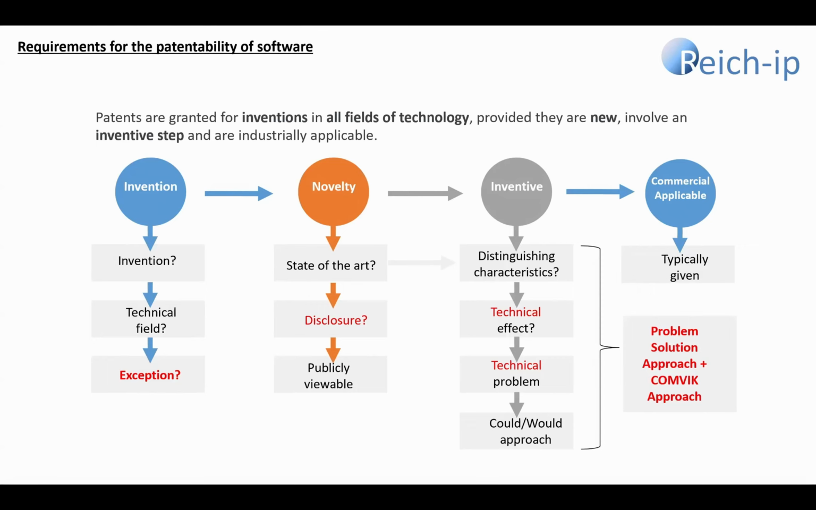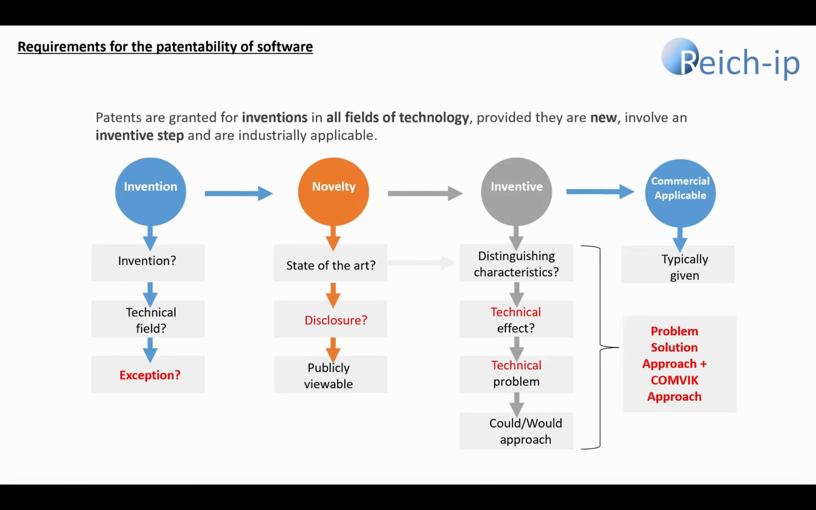You have to have an invention. It has to be novel. It has to be inventive and commercially applicable. Regarding the invention as such, which has to be an invention of a technical field, we don't have any problems at this point because typically if a computer is involved, it is a technical software. So there is no problem with this aspect.